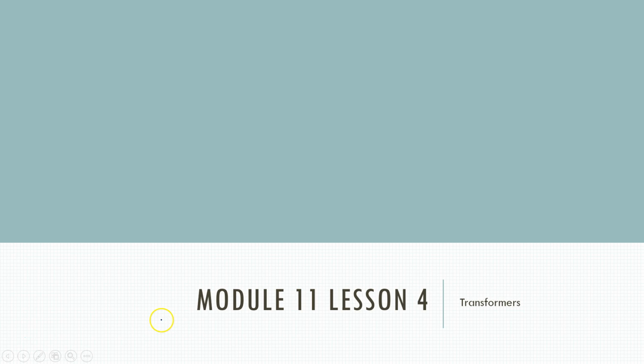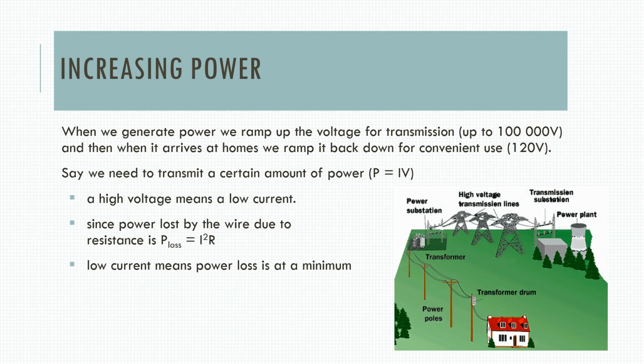Transformers are another application of this whole electromagnetism thing, and something that you are surrounded by in many places in your life. You just may have never thought about it before. So here's the deal. When we generate power, like when Duke Energy makes power, we have to turn the voltage up really, really high to get it transmitted, up to like 100,000 volts. Now, if you know anything about your house, when it comes into your house, we have to turn it back down. We use 120 volts.